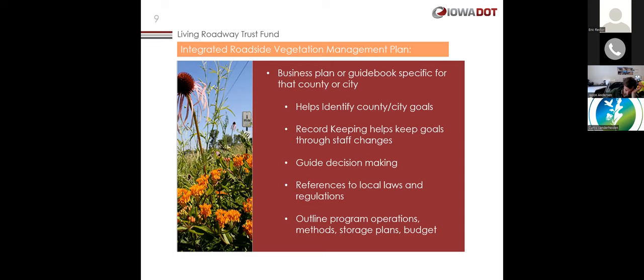And like stated before, IRVM emphasizes the use of native vegetation with appropriate management techniques to produce a cost-effective, environmentally sound management alternative to conventional heavy mowing and herbicide use. And so this cost-effectiveness should be reflected in your budget.